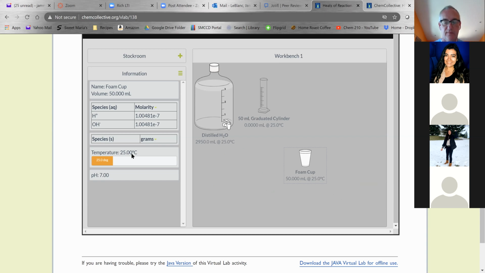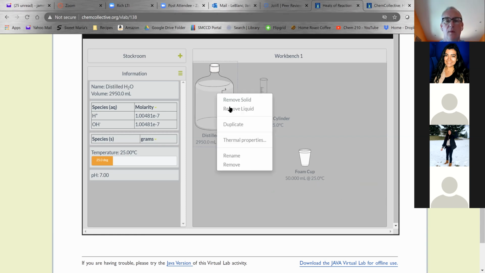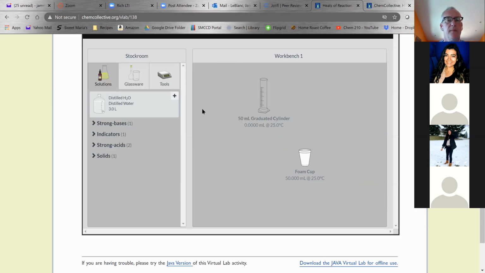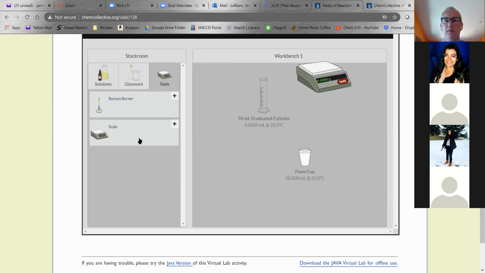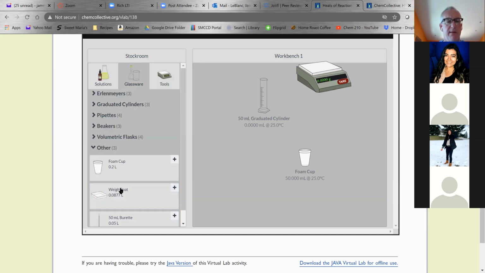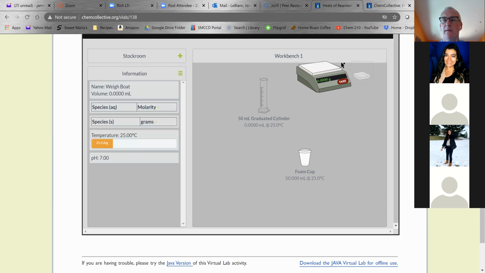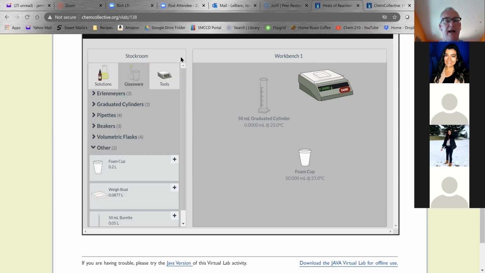So now I'll put the water away for right now. Remove. So I want a scale. I want a weigh boat. I'm going to put my weigh boat on there. So you remember when you put the weigh boat on top, what do you have to do in order to get the balance back to 0? Press tare. Yeah, press tare. Now when I put the sodium hydroxide in, I'll get the accurate mass.